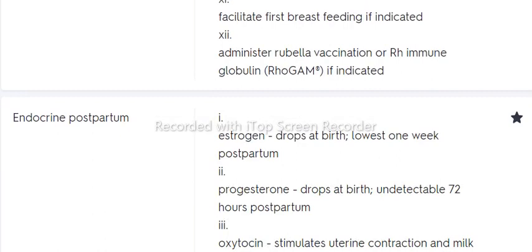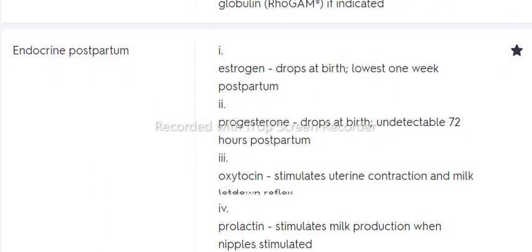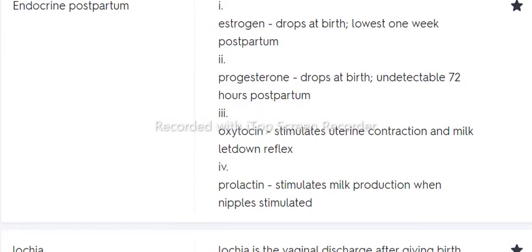Endocrine postpartum. Estrogen drops at birth, lowest 1 week postpartum. Progesterone drops at birth, undetectable 72 hours postpartum. Oxytocin stimulates uterine contraction and milk letdown reflex. Prolactin stimulates milk production when nipples are stimulated.